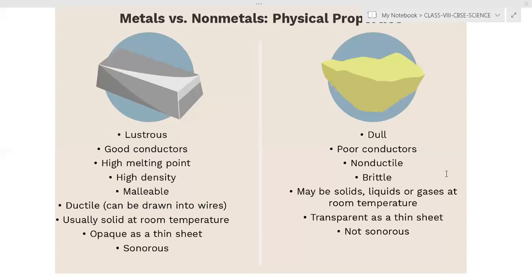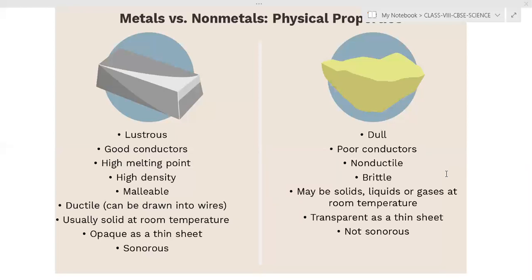Material: iron wire, glowing of bulb, yes. Sulfur, no. Coal piece, no. Copper wire, yes. Aluminium foil, yes. Zinc wire, yes. You will observe that the bulb glows in all metallic wires as metals are good conductors of electricity. Chemical properties of metals and nonmetals.